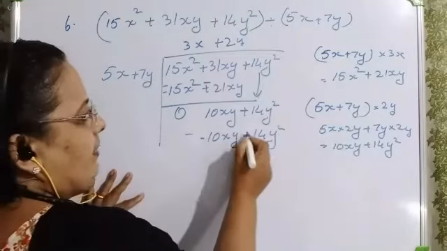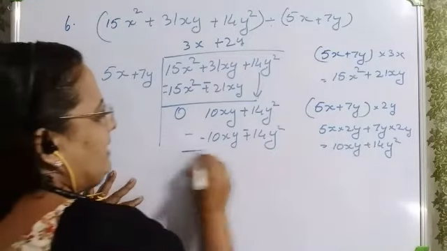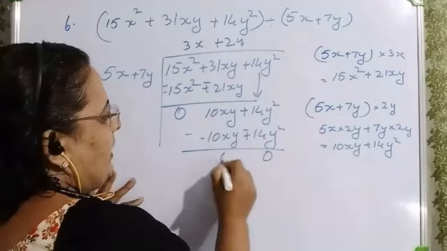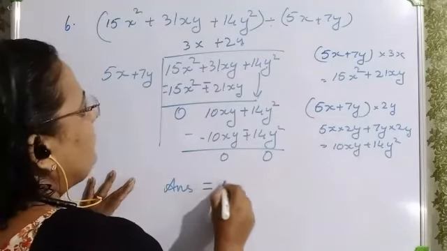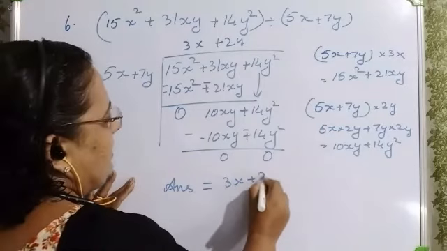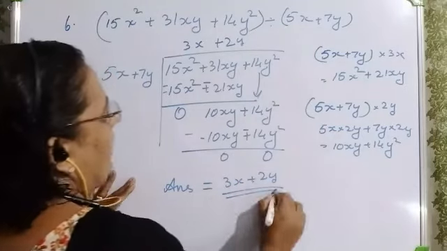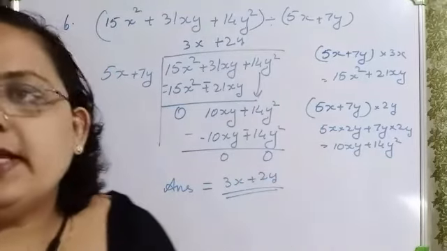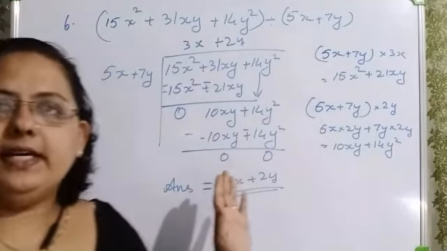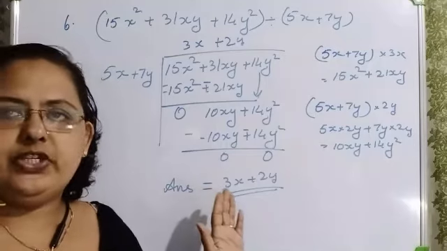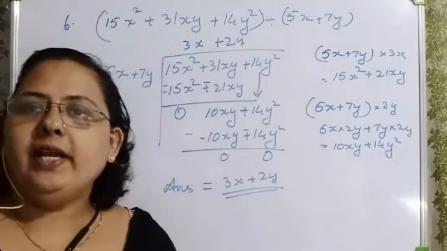Subtracting it, this will become minus and this will become also minus. Subtracting, you will get here 0 and also here 0. So what is the answer? Answer is 3x plus 2y. So clear to you all? So the division, I hope it is clear how to do the division of polynomial by binomial.